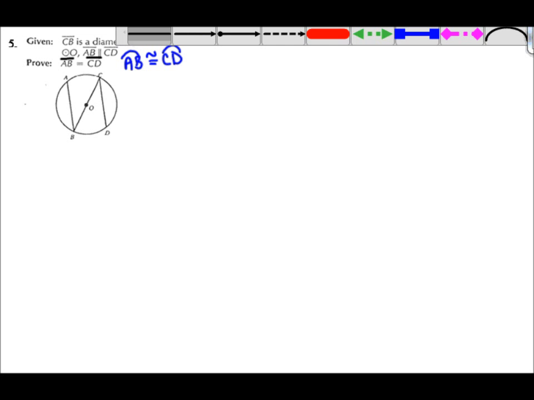So the way we're going to do this is show, because I don't have triangles, so I can't do a triangle proof, I'm going to show that first arc AB is congruent to arc CD. Because we learned from our first proof, if the chords are congruent, then the arcs are congruent. And we can also work backwards. If the arcs are congruent, then the chords are congruent. So let's start this proof here.